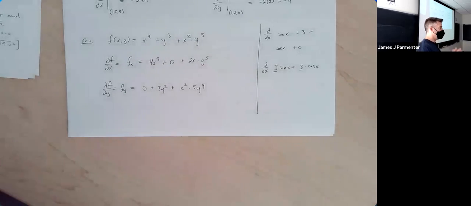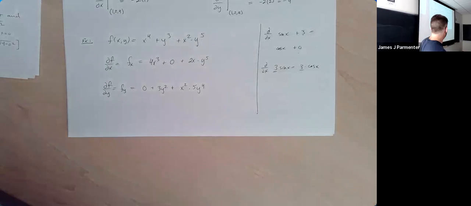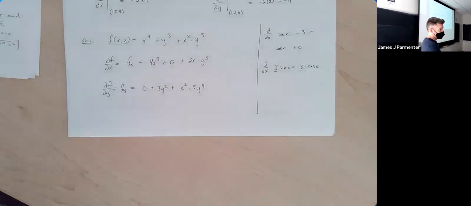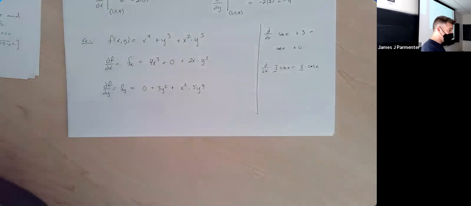That's very, very broadly how partial derivatives work. They can get more complicated, but that's what you want to keep in mind. If you're differentiating with respect to x, everything else is considered a constant. If you're differentiating with respect to y, every other variable is considered a constant.